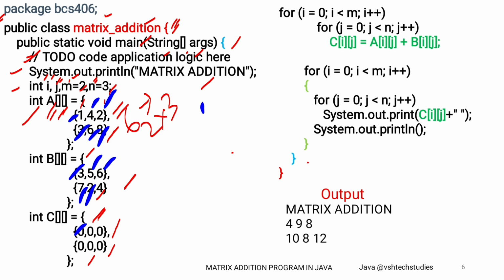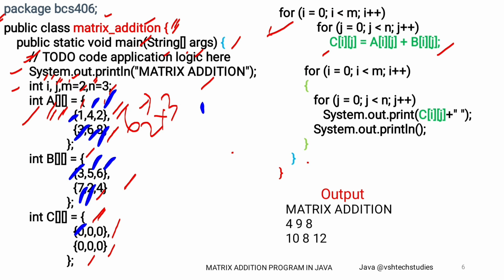Next, execution of this for block. Okay, so we have a nested for loop here: one for loop inside another for loop. So nesting of for loops we are using, and that is used for addition of two matrices and keeping the answer in a third matrix.